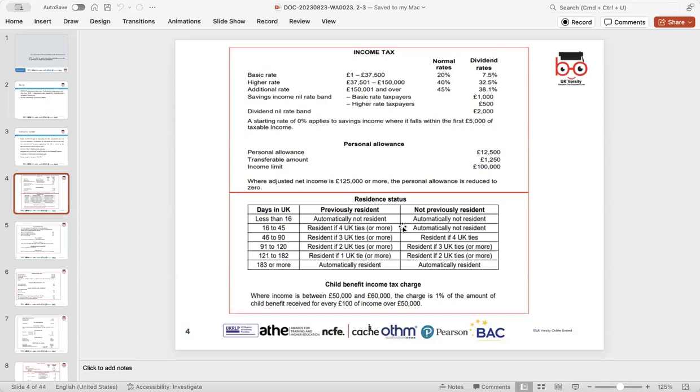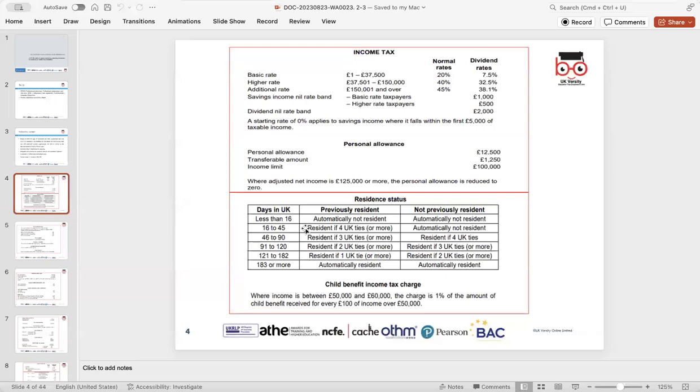If an individual spent less than 16 days in the UK, they are automatically considered non-resident. Spending between 16 and 45 days in the UK may not automatically make someone a resident, but having certain ties to the UK could change that. Individuals who spent 183 days or more in the UK are automatically considered residents. The number of UK ties also influences resident status. For example, having 4 or more UK ties makes an individual a resident.